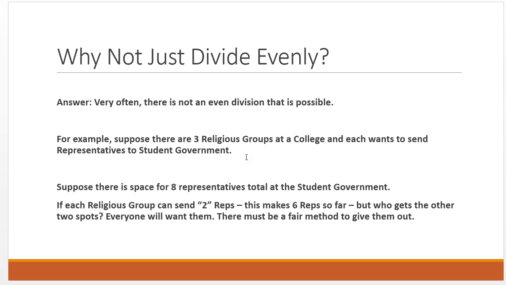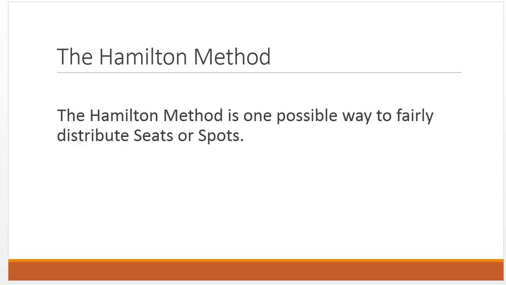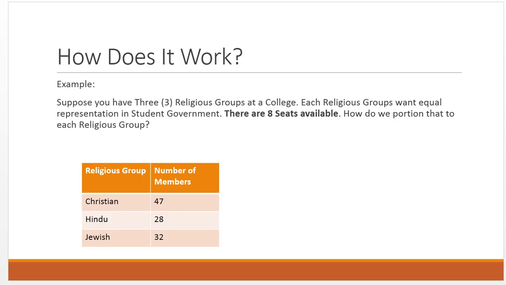So we have to try to figure out a way to fairly decide who gets these extra leftover seats or spaces. And so the Hamilton method is one method for doing this. It's one method to not only fairly distribute seats or spaces or spots, but also how to give away the remaining or the surplus seats that are left over. Another thing to keep in mind is that not all groups have the same number of members.